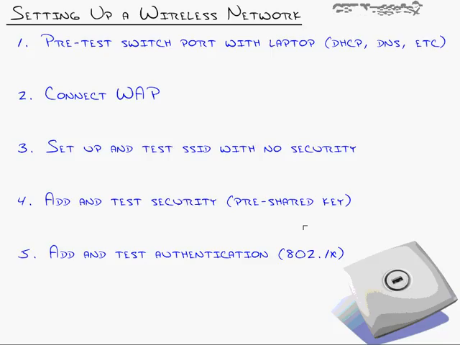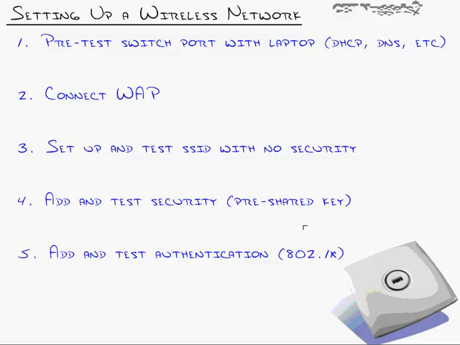Last but not least, let's look at implementing or setting up a wireless network, the steps that you need to walk through. First thing to do when you're setting up a wireless network is to pre-test the switch port that you plan on attaching the wireless access point to with the laptop. Meaning before you plug in the access point, plug just a laptop or a PC into that switch port, make sure that it gets the right IP address, make sure that you can access the internet or whatever resources you're trying to access, make sure that everything works good on that switch port. You want to make sure the foundation is good.